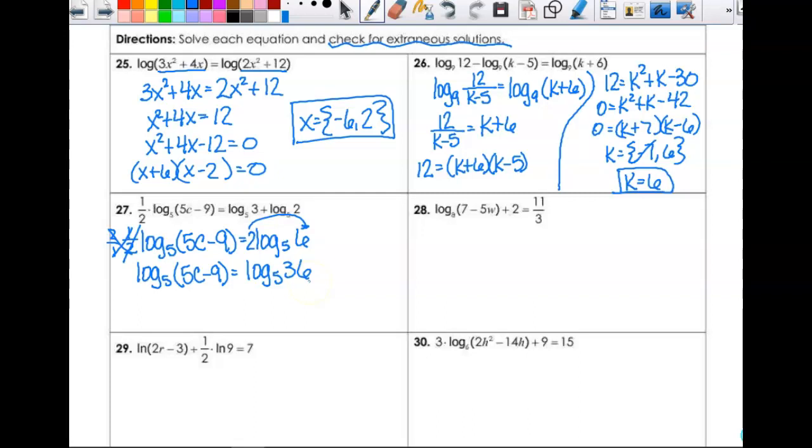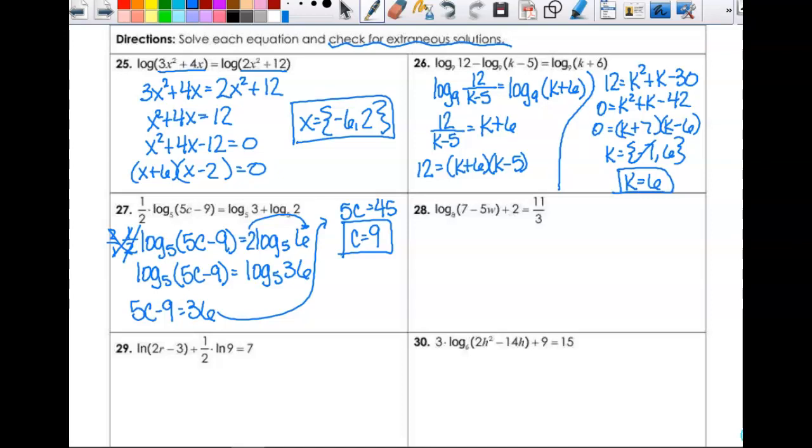So now I have two logs with the same base. I can make 5c minus 9 equal 36. I'll move up here. And I can add 9 to both sides, so I get 5c equals 45. So c equals 9. I check it in here. 5 times 9 minus 9 is definitely positive. That's my answer.